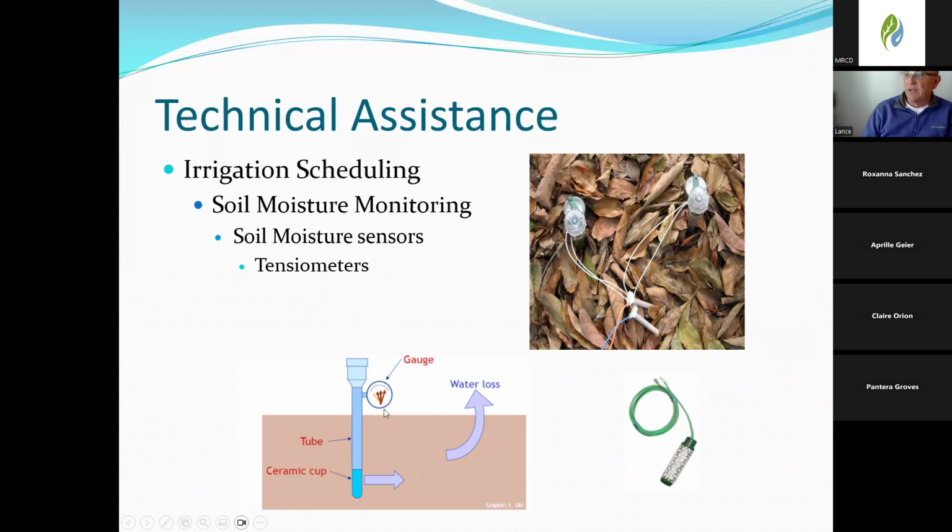And then as soil dries out, greater energy is needed, so the pressure in the gauge goes up because the vacuum becomes stronger to try and pull water. When the soil is saturated, the gauge goes down to zero because little energy is needed for water to move back and forth across the clay tip.